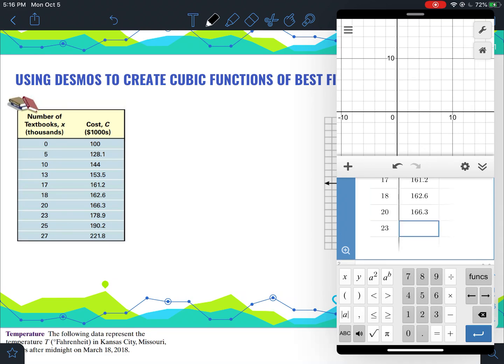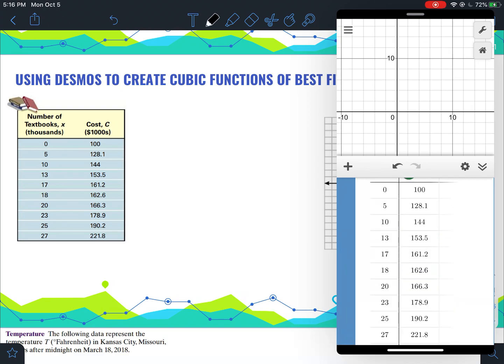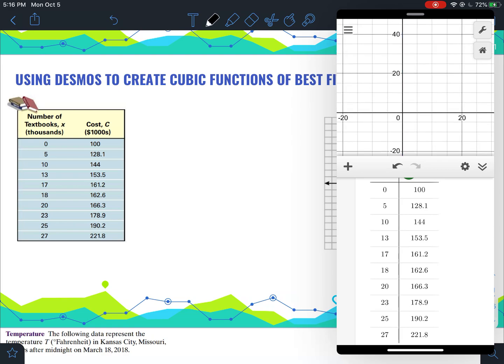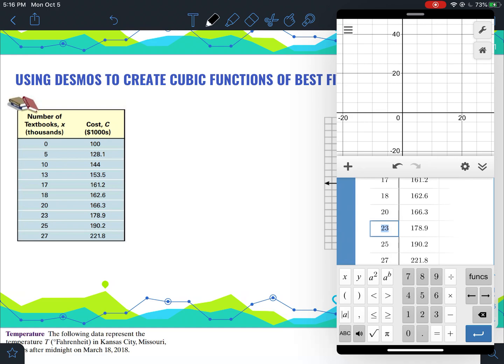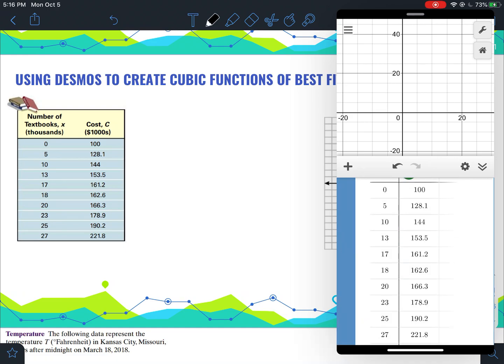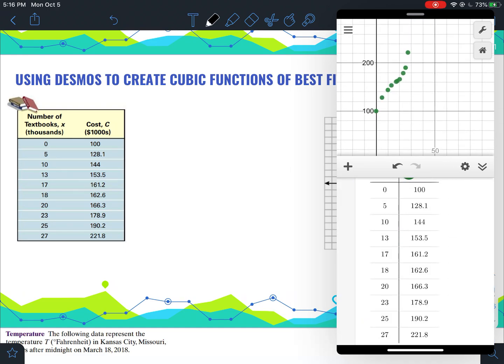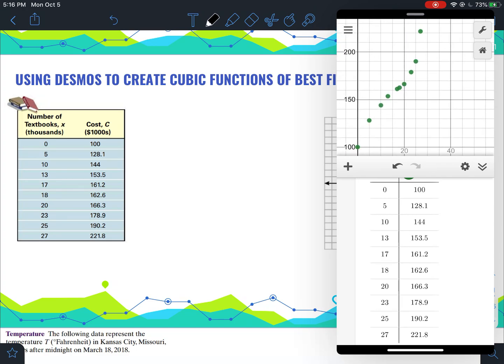We have 23 and 178.9. And we have 25 and 190.2. And we have 27 and 221.8. So press the magnifying button. I don't know why this didn't show up. There they are. So there we go. So this is looking like a snake. So it's looking like a cubic function.